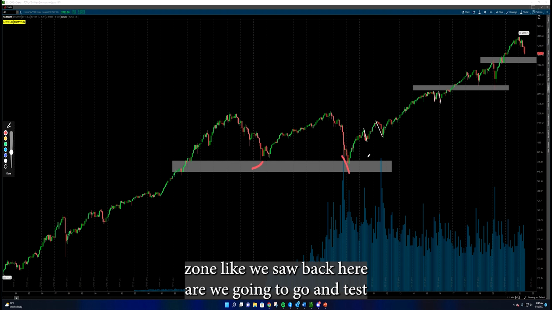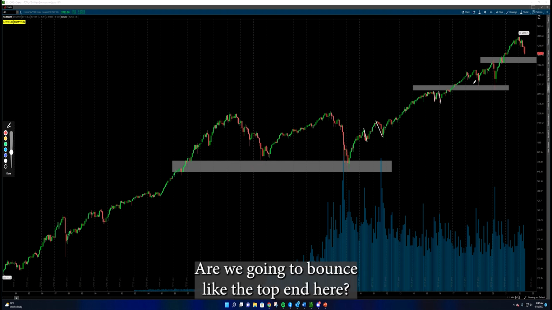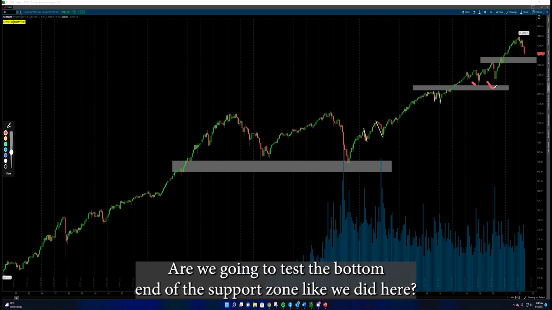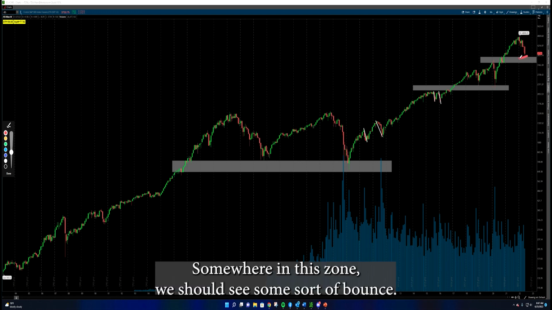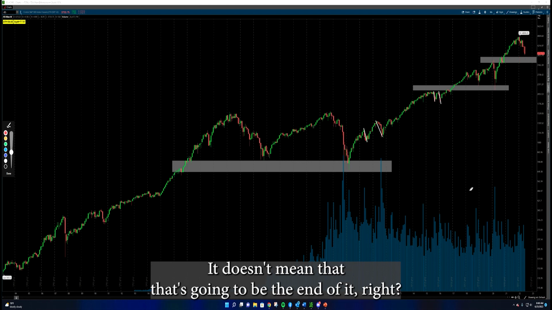Are we going to go and test almost the bottom end of the support zone here? Are we going to bounce like the top end here? Are we going to test the bottom end of the support zone like we did here? Somewhere in this zone, we should see some sort of bounce. It doesn't mean that that's going to be the end of it, right?